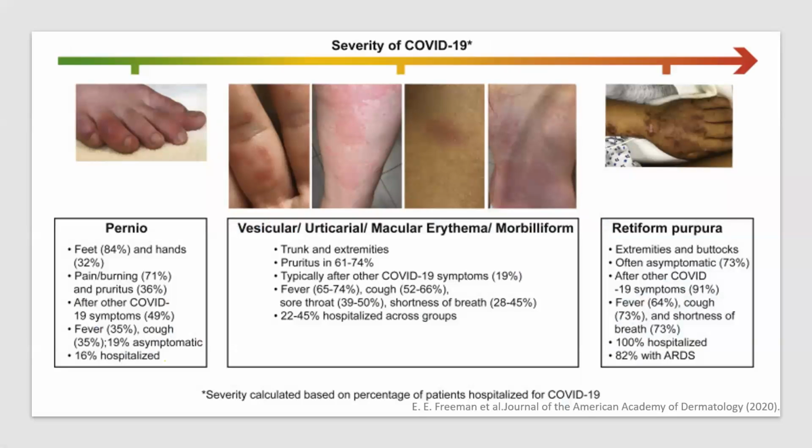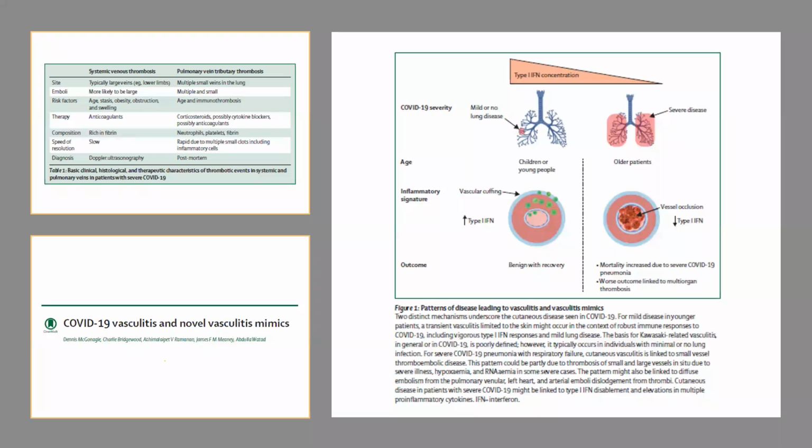You may have wondered about COVID. This figure is from a recently published paper and describes the severity of COVID in correlation with the spectrum of purpuric and vasculitic disorders seen. It goes from COVID toes to vasculitis to retiform purpura and the more severe forms. It was recently reviewed in the Lancet, COVID-19 vasculitis and vasculitis mimics, and you can refer to the postulated mechanisms.